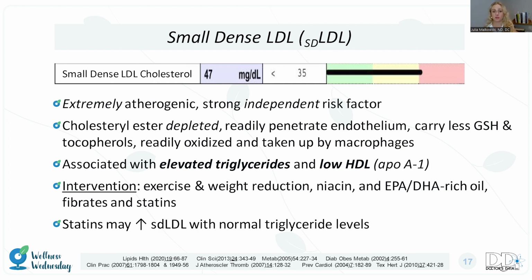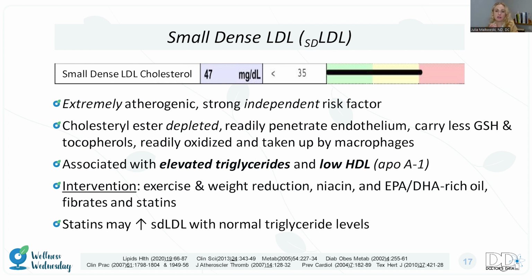It is, again, an independent risk factor. It readily penetrates the endothelium and carries less glutathione and tocopherols. So this is readily oxidized and taken up by the macrophages. Again, this is associated with an elevated triglyceride and a low HDL. So elevated triglycerides, we'll take a look at that, largely tell us about the fed state. So those are the triglycerides that are coming from diets. And then when somebody has a lower HDL or an apolipoprotein A1, they're not bringing the cholesterol back. And so they have elevated small dense LDL, and that's going to go to atherosclerosis.